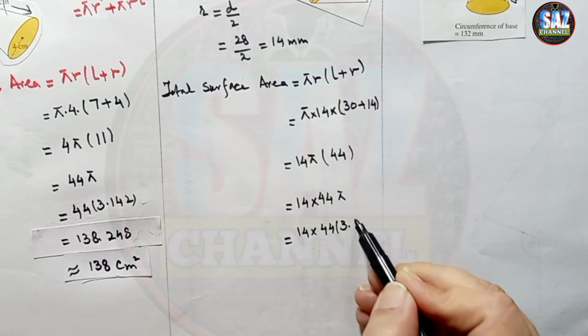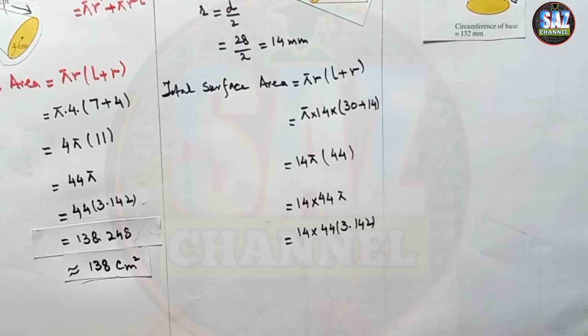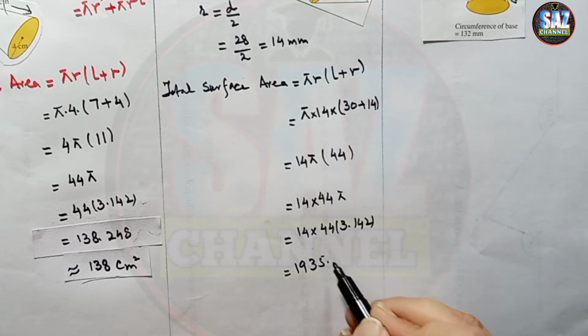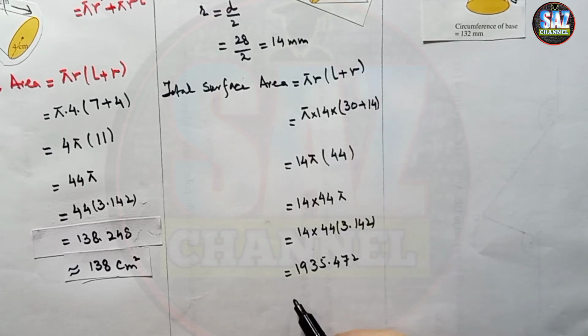3.142. And now quickly hold your calculator and multiply carefully: 14 multiplied by 44 multiplied by 3.142, and this gives me 1935.472.